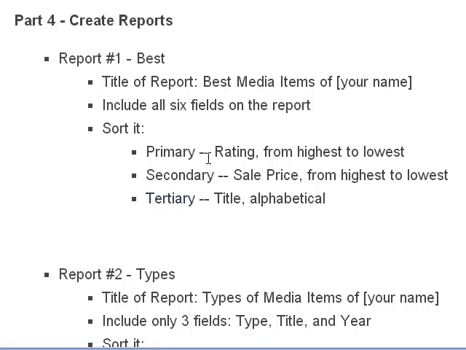So your primary sort is going to be by the rating. So it's going to go from the highest rated to the lowest rated. So the highest rated item should be at the top, the lowest rated should be on the bottom.